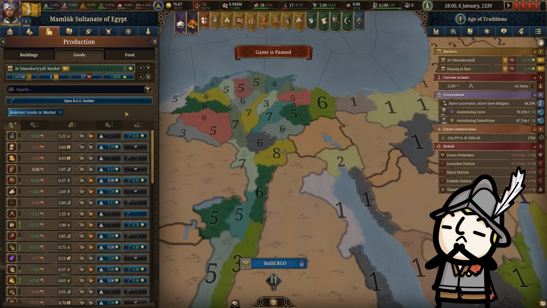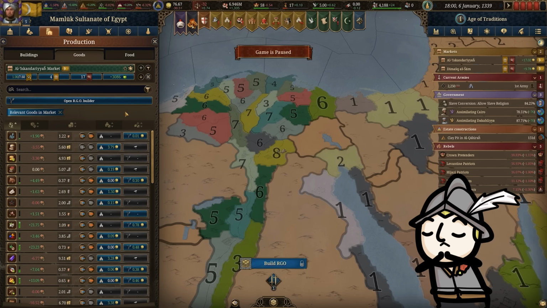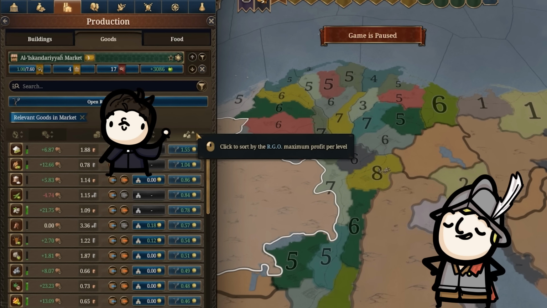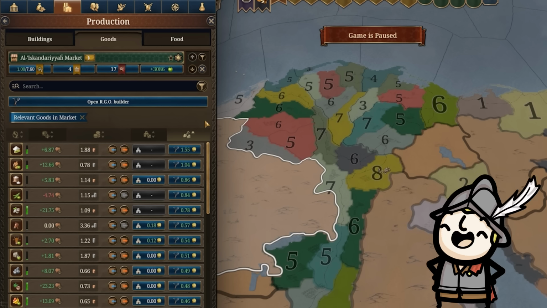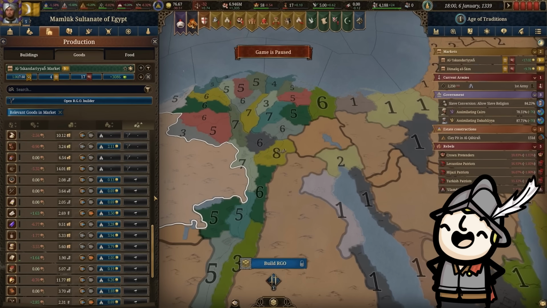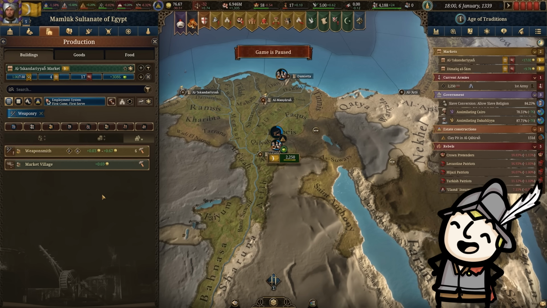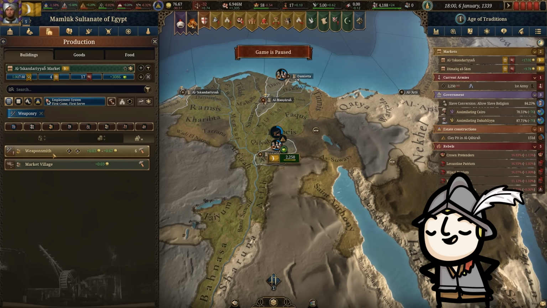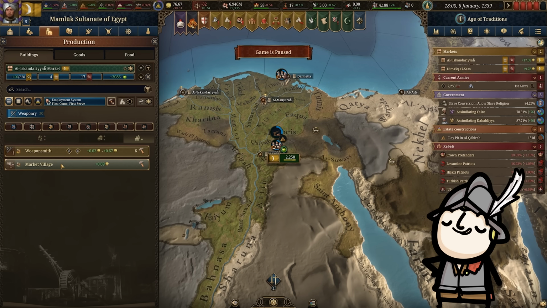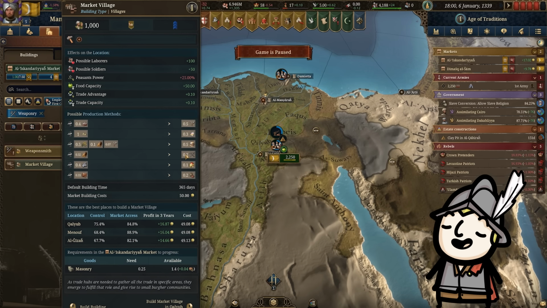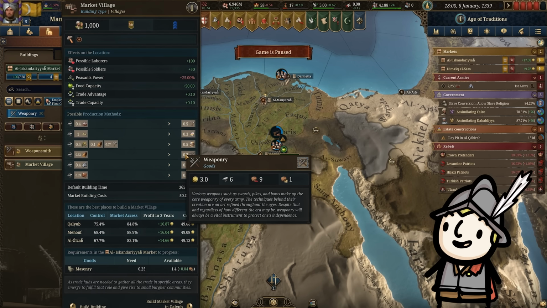Now, actually deciding where you would like to put a lot of your industry can be decided in a number of ways. One of the things you could do is simply sort by maximum profit per level. This will give you a button you can click on that'll just build the RGO in the most profitable location. The other button in the adjacent column will bring you to a filtered build list that shows you every building that's applicable to the item you clicked on. In this case, weaponsmiths can be built in an urban location, and the market village has a production method which will allow you to make weapons, and those can be built in rural locations.